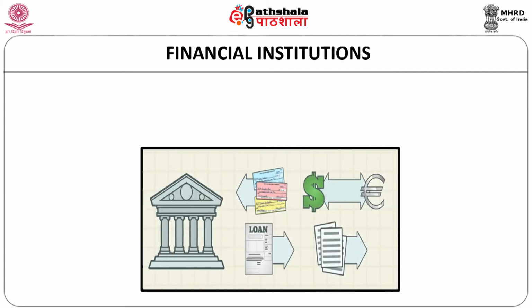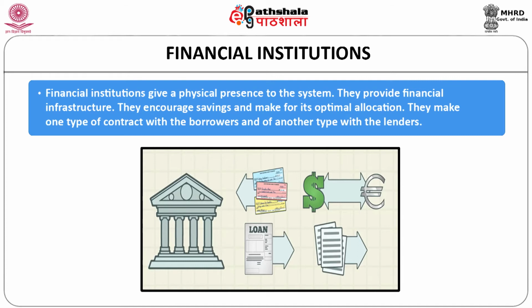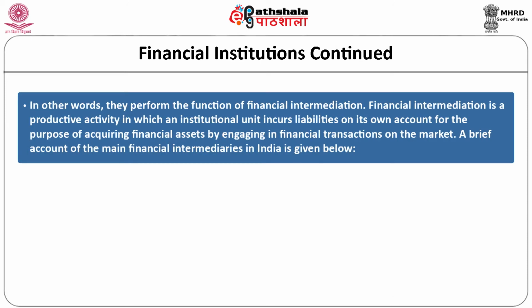Other financial institutions. Financial institutions give a physical presence to the system. They provide financial infrastructure. They encourage savings and make for optimal allocation. They make one type of contract with the borrowers and another type with lenders. In other words, they perform the function of financial intermediation.